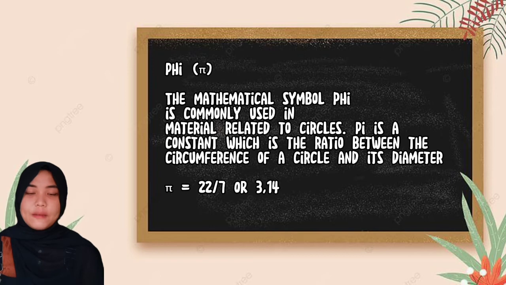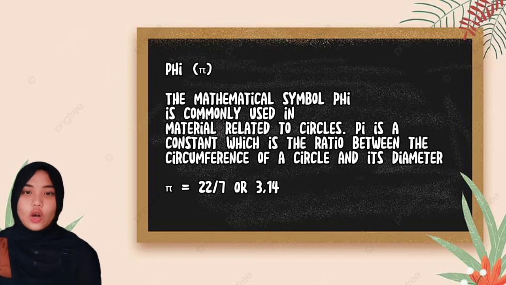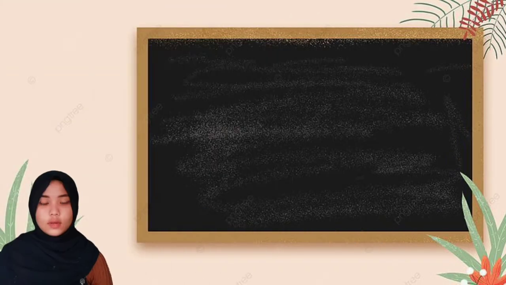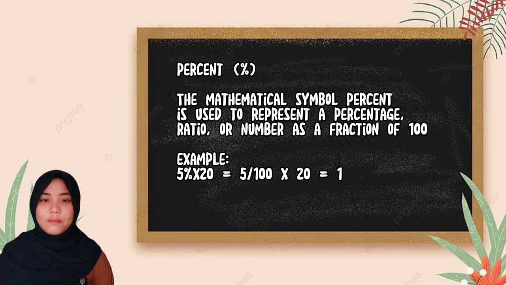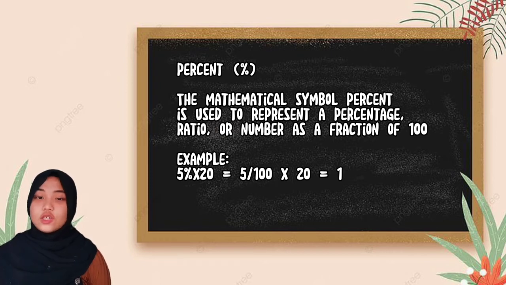Next, pi. The mathematical symbol pi is commonly used in material related to circles. Pi is a constant which is the ratio between the circumference of a circle and its diameter. Percent. The mathematical symbol percent is used to represent a percentage, ratio, or number as a fraction of 100.